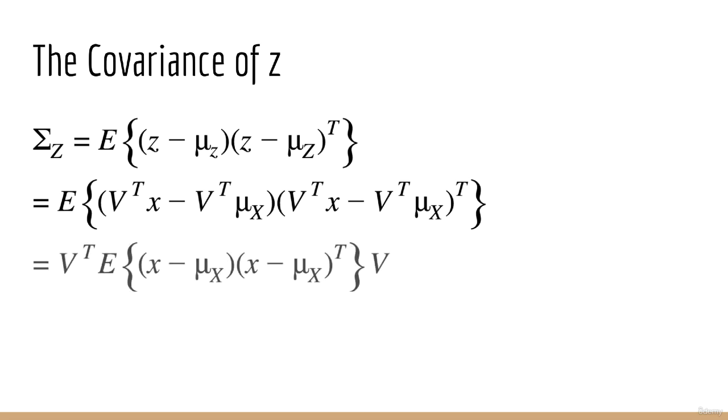The next step is to factor out the V matrix since it's not a random variable. On the left side, we have V transpose, and on the right side, we have V. But the important part is what we have in the middle. As you can see, it's just the covariance of X. So we can replace that with sigma X. Well, you might recognize this as something we derived earlier. In fact, this is just lambda, the matrix of eigenvalues.